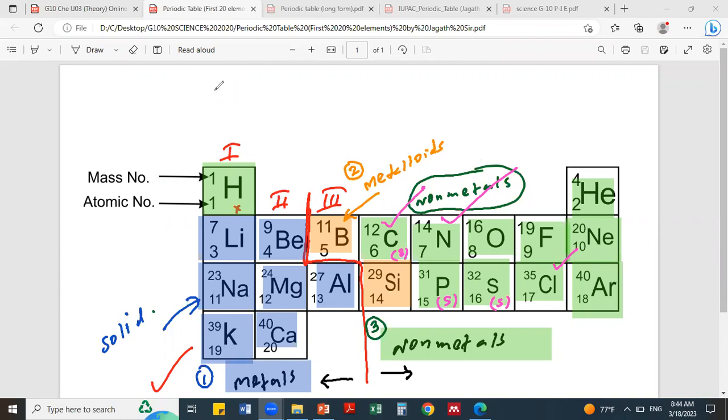And one more thing I should write down: the majority of the elements discovered so far are metals. And the majority of the elements are solid. Those things you should know about the periodic table. Most of the elements are not in this table. I'm talking about the long form, the full form of the periodic table. The majority of the elements identified so far are metals.